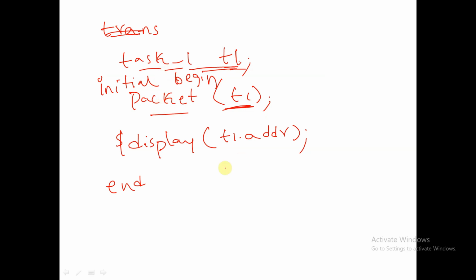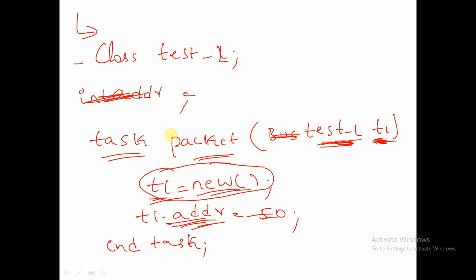So the value of t1.addr will not get, we will get some error, because we have declared a task called packet, and we are expecting the handle. So we are passing that handle, and the object has been created for this handle, and we are passing the value of 50 to this addr, t1.addr.